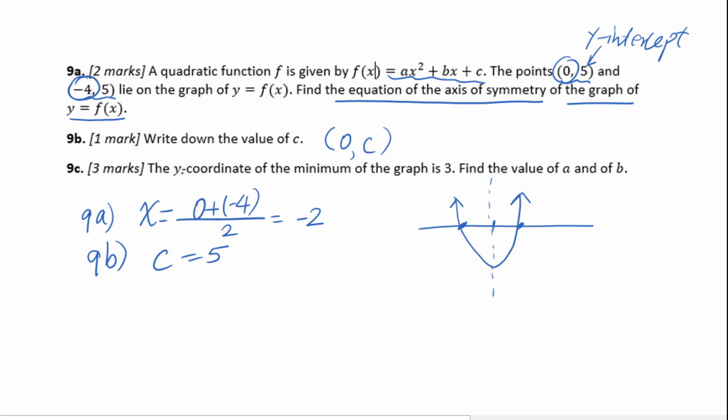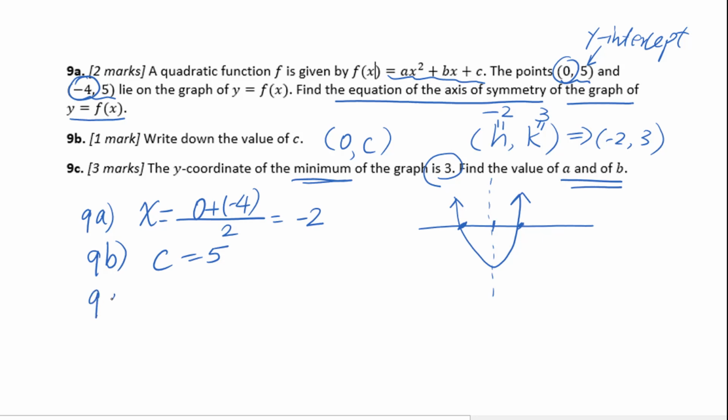For 9c, the y-coordinate of the minimum of the graph is 3. When we talk about the minimum or maximum, that's the vertex. We always write down (h, k). We already got h equals -2 and a k they give to you, 3. So we get (-2, 3). Find the value of a and b.